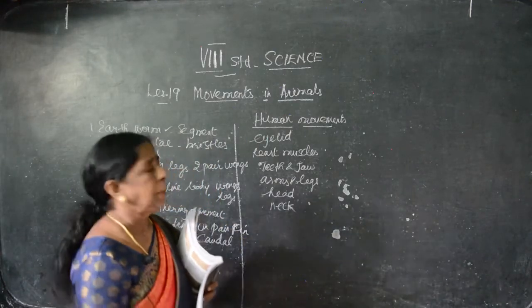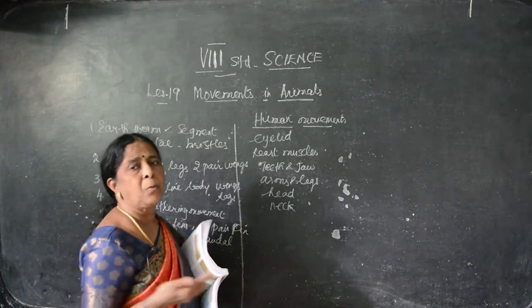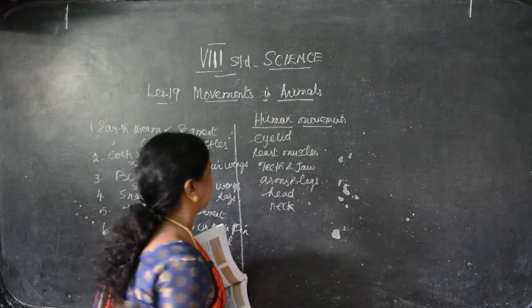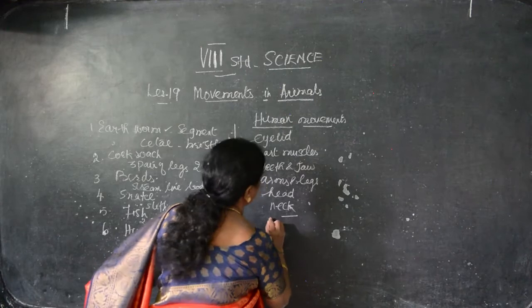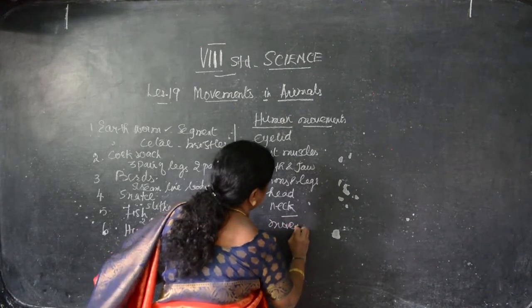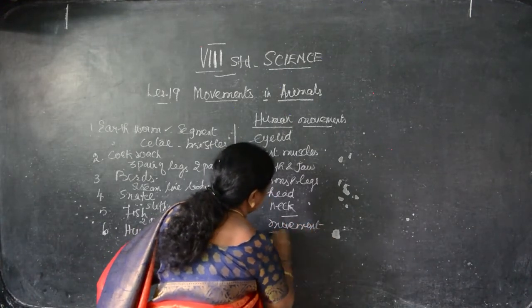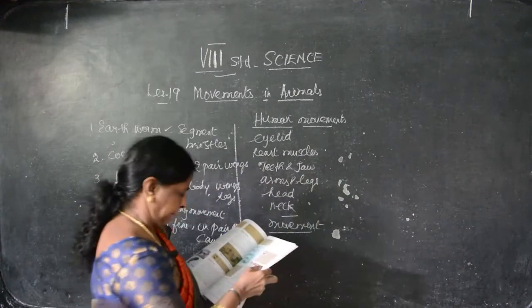This is the type of movements we have seen. For animals, we said what was the locomotory organ, what is the moving organ. We have to see next the kinds of movements. Human movements we have seen, no. Kinds of movements. And the first one is amoeboid movement.